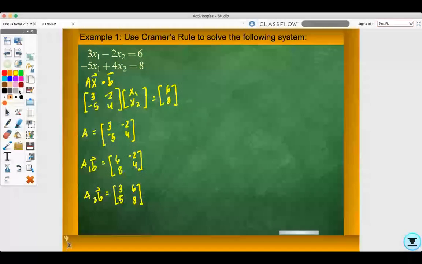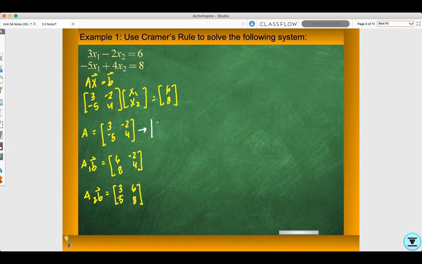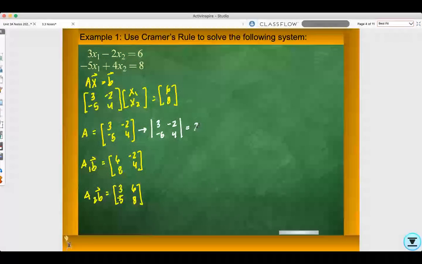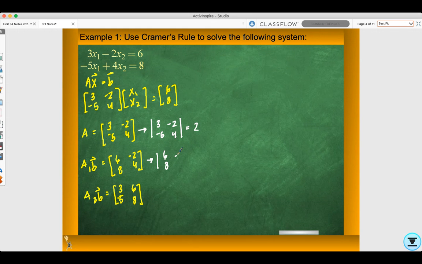With each one of these, we need to find the determinant of each one of these matrices. So I need to find the determinant of this matrix, and when I do, it would be 2. I need to find the determinant of this matrix, and when I do, it would be 40. And I need to find the determinant of this matrix, and when I do, it's 54.